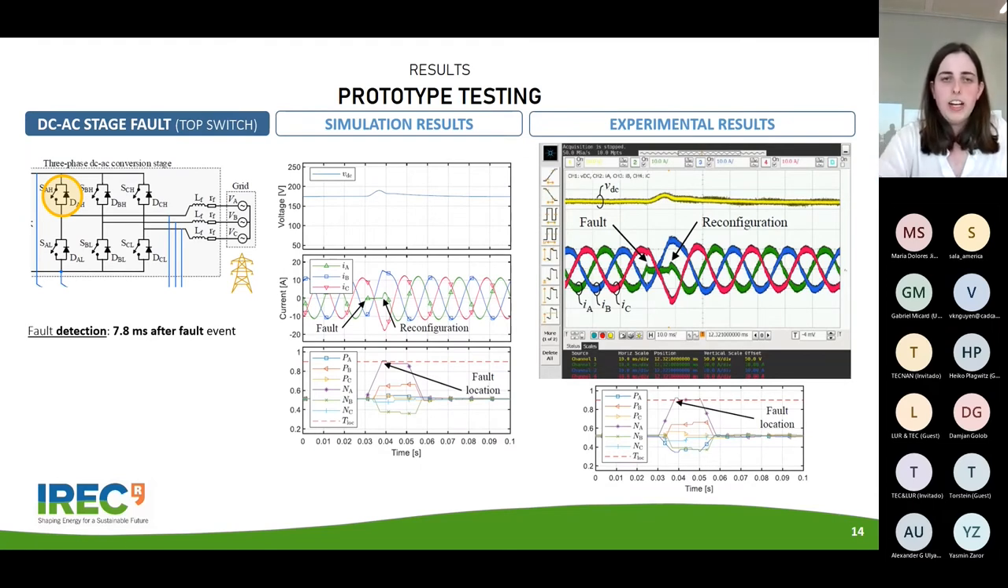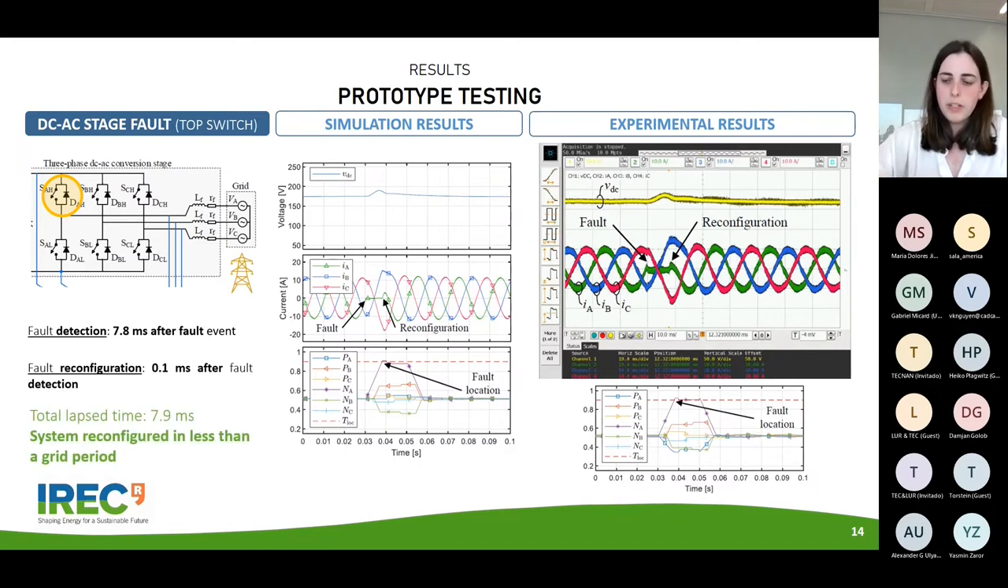In this case, as we have emulated the fault on the top switch, we're not able to have a positive current, as we can see in this scoping here. Not having this positive current, we are able to detect the fault 7.8 milliseconds after the fault event has occurred. Again, the system reconfiguration is quite quick. It's only 0.1 milliseconds after the fault detection. So that means that the total lapse time between a fault occurring and the system working fine again, let's say, is less than a grid period again.